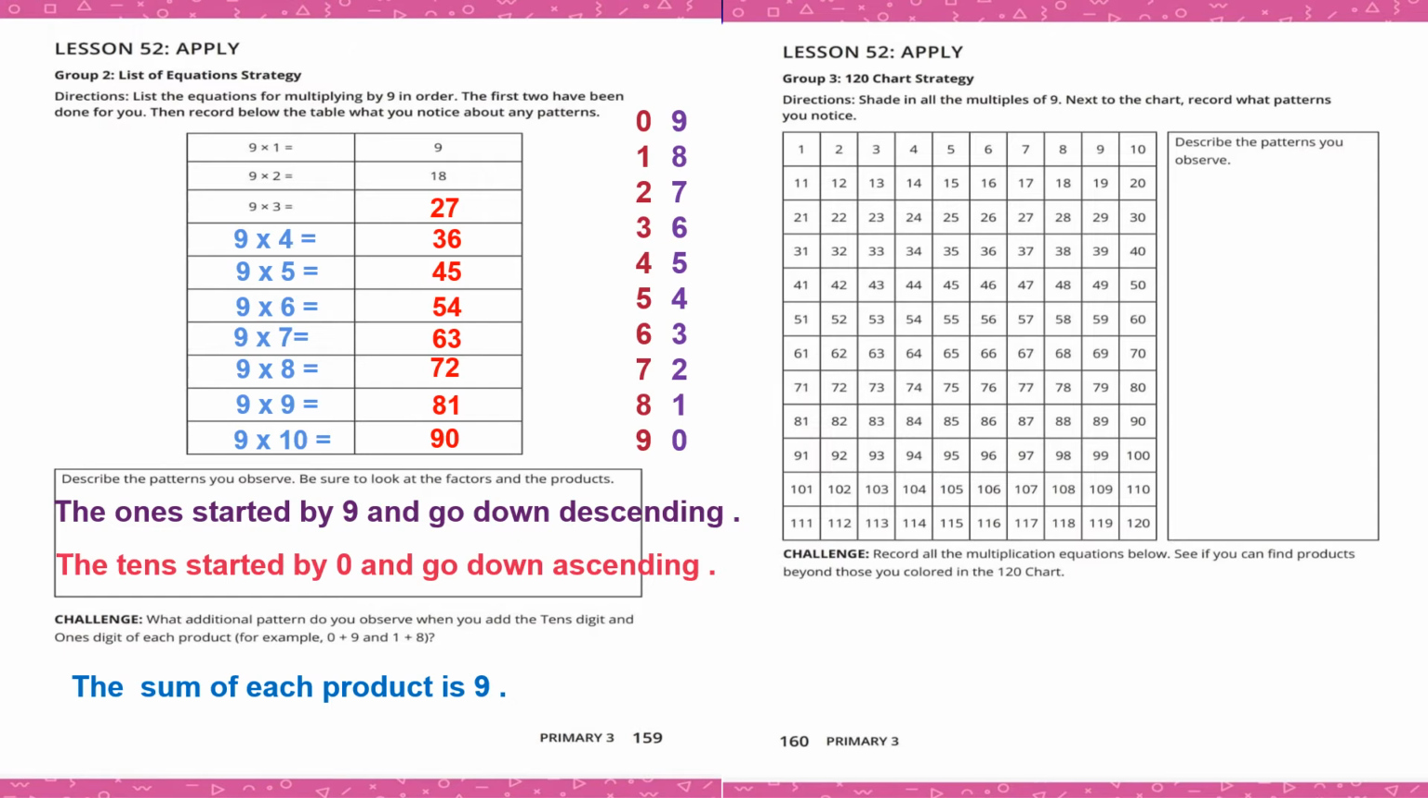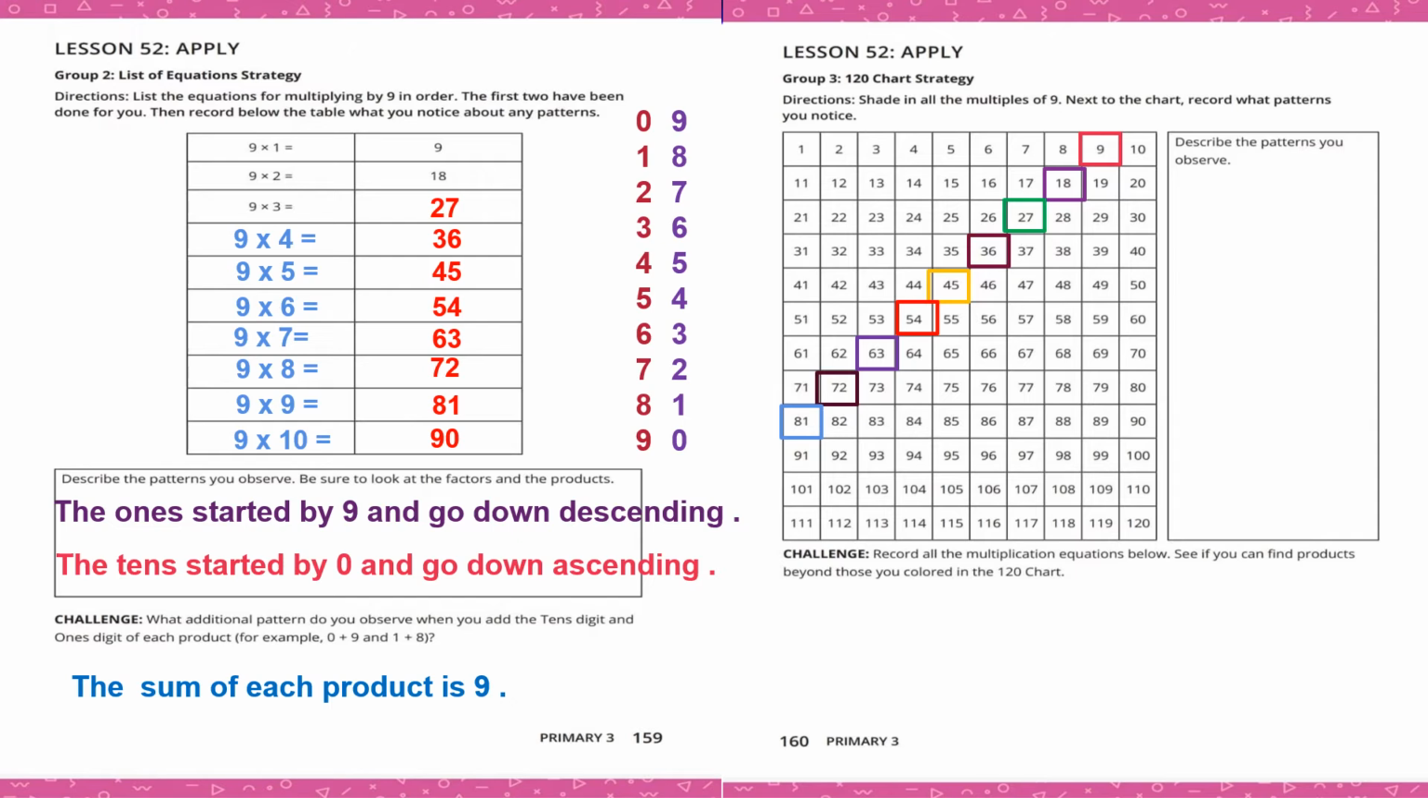9 times 1, 9. 9 times 2, 18. Times 3, 27. Times 4, 36. Times 5, 45. Times 6, 54. Times 7, 63. Times 8, 72. And 9 times 9 equals 81. Okay? These are the multiples of 9.